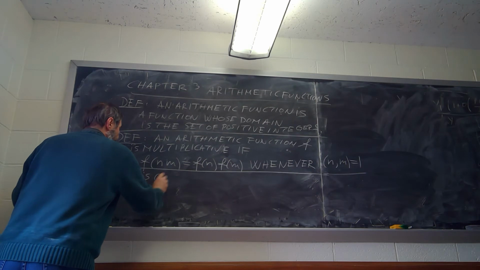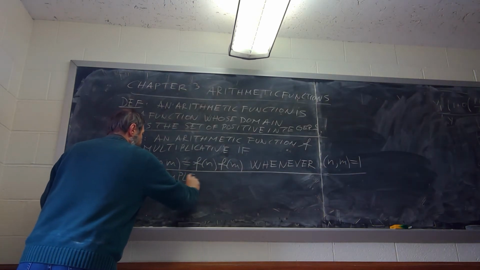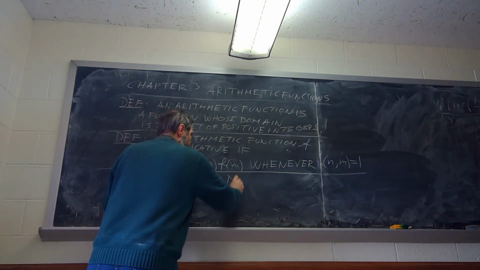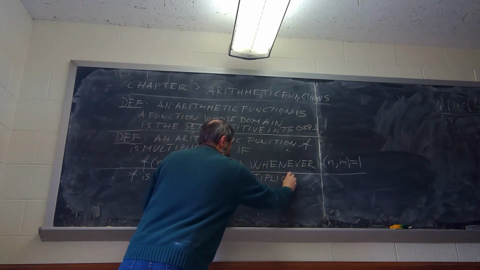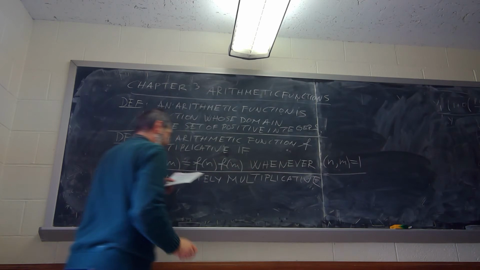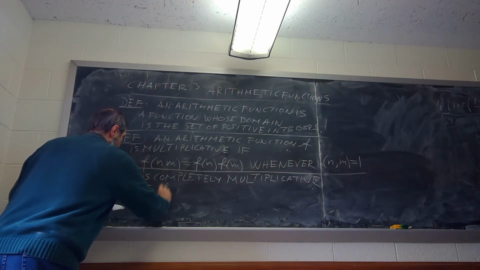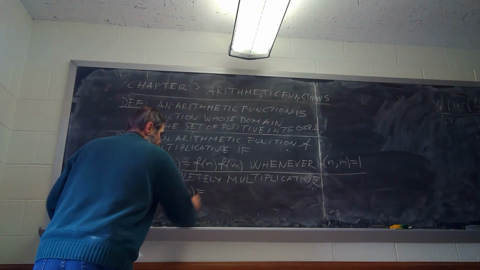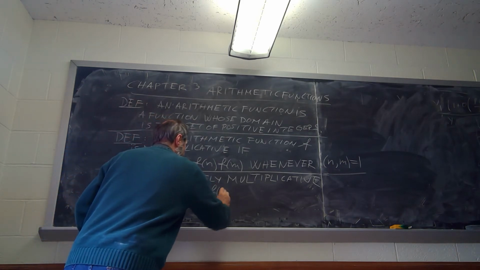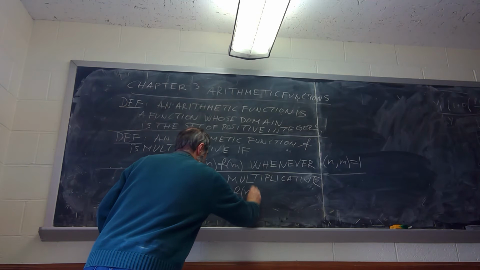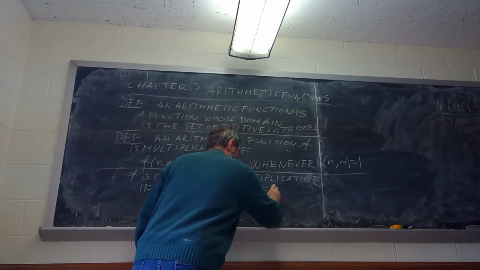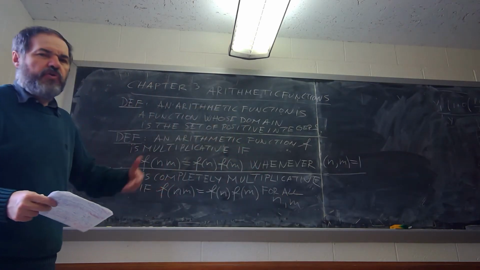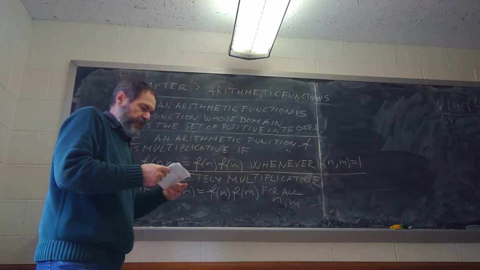F is completely multiplicative if what we expected initially from the definition holds, that f of n times m is always equal to f of n times f of m for all n and m, for all positive integers where the function is defined.